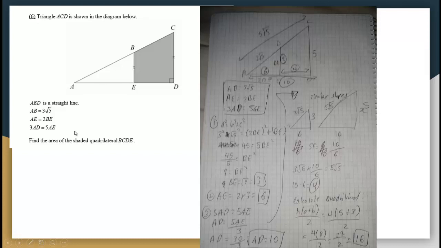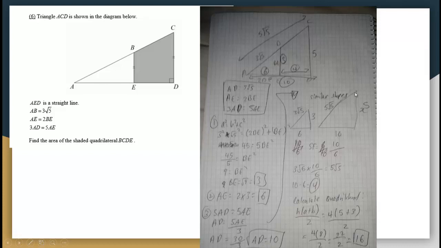And then AE, we know that AE will be, actually that should say AE should be 2 times 3, so sorry about that. And we know that 3AD equals 5AE, so we want AD by itself, so again we put the 3 on the other side, and we do 30 divided by 3, which we know AD is 10.